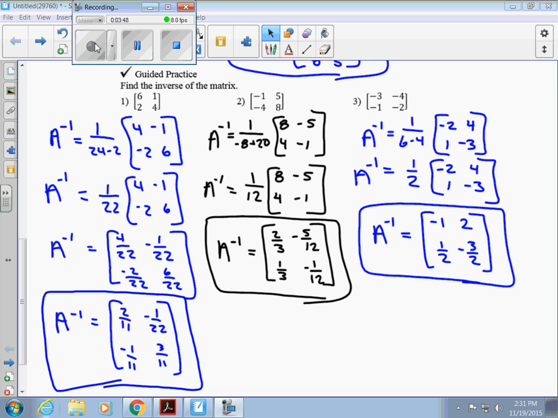And here are the answers to the guided practice questions. So notice that A with that negative 1, that is the inverse. That's how you label that. So the inverse of each of those 3 matrices are listed below.